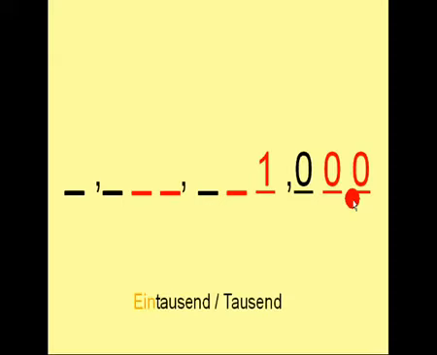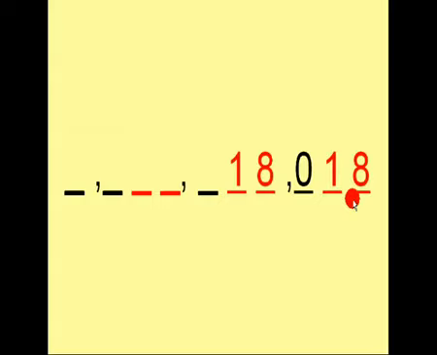1000 or simply tausend. And together it's 1002 or simply tausendzwei. Next, 18,018.